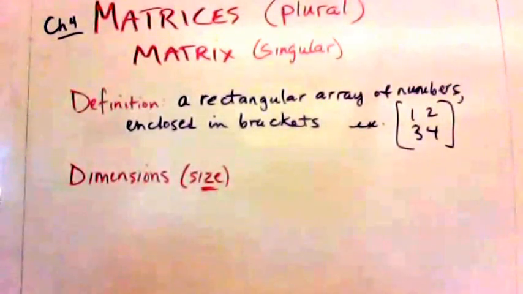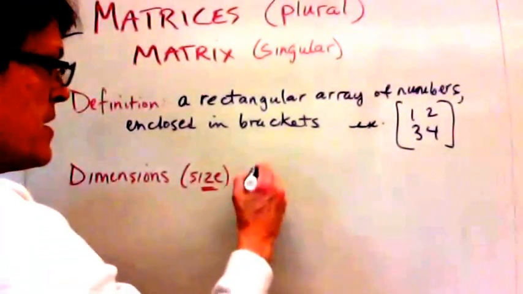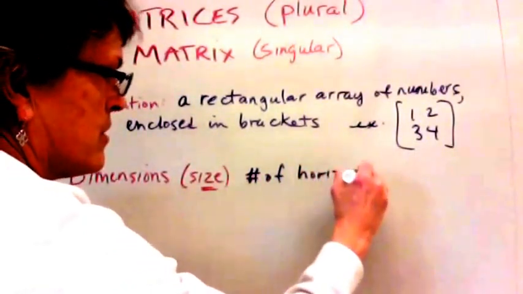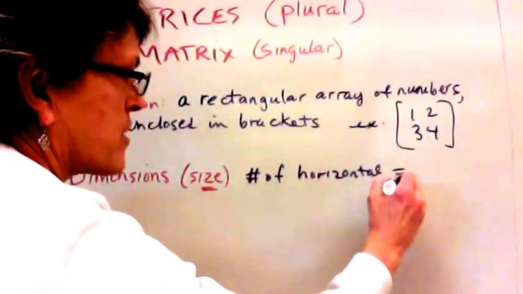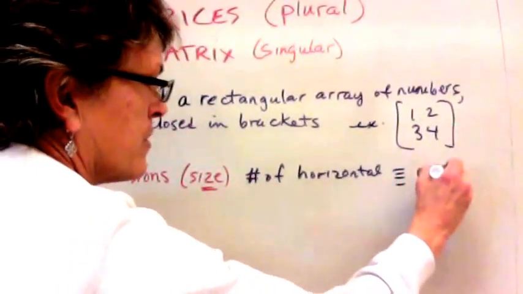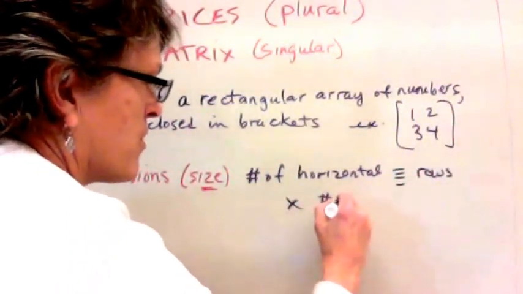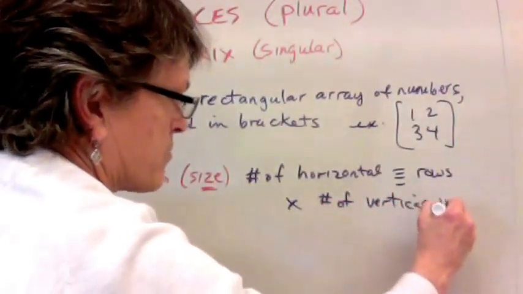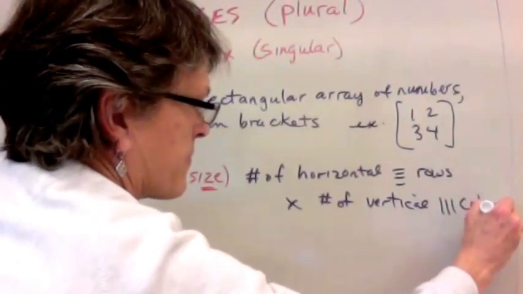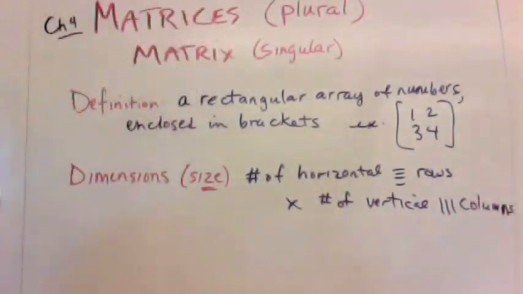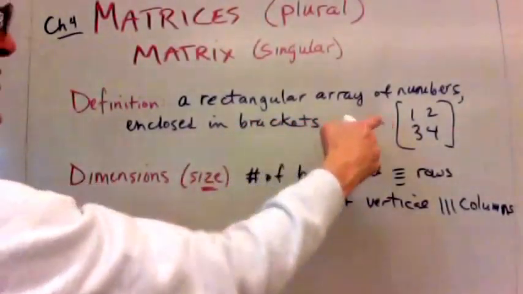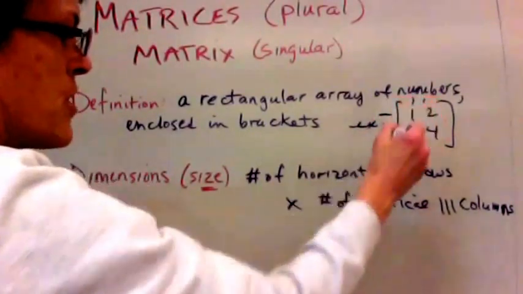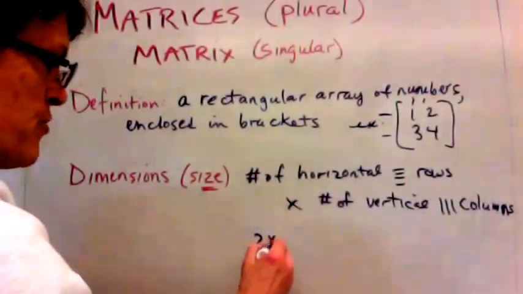The dimensions are the number of horizontal, right, that's this way, horizontal rows, by the number of vertical, that's this way, columns. Okay, so the size of this one would be that there are 2 rows, 1, 2, and 2 columns. So up above, it would be a 2 by 2.